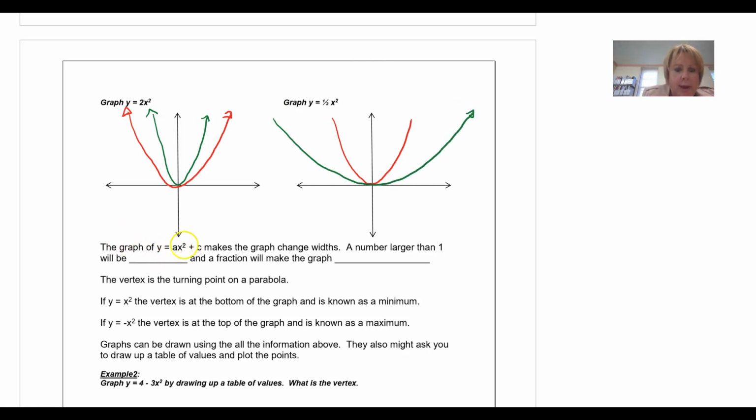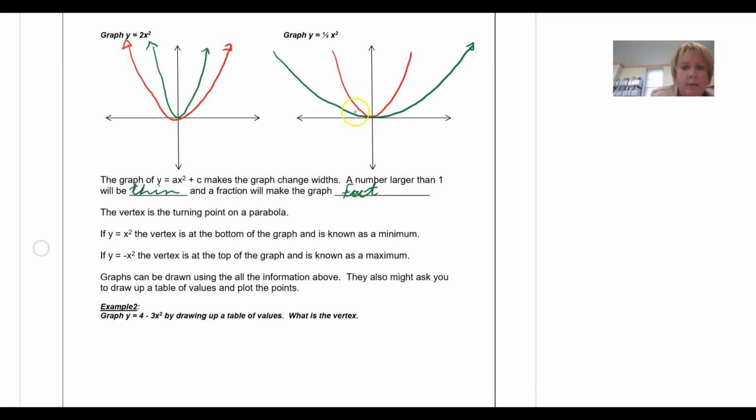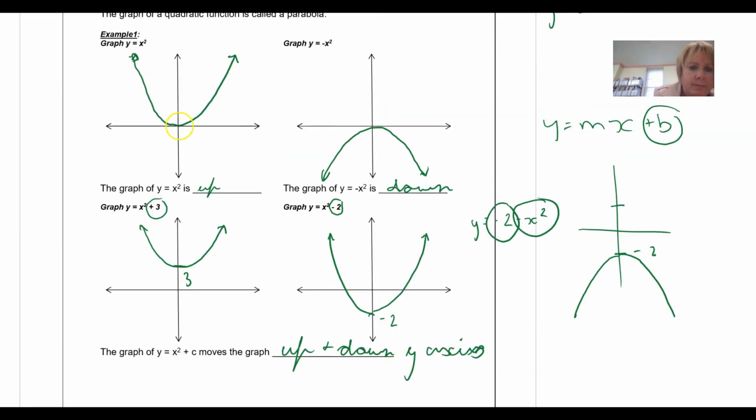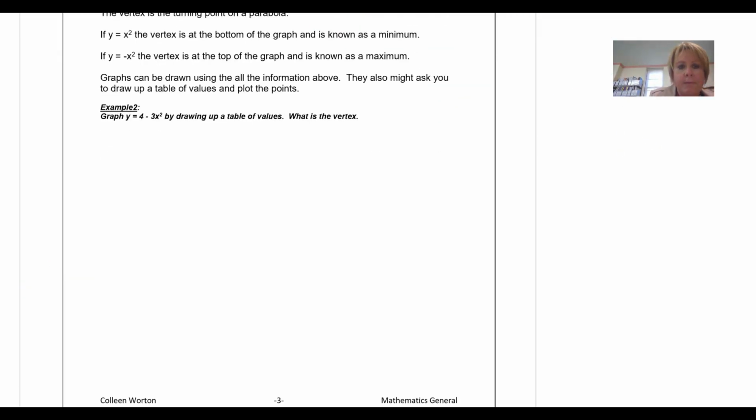So it says the graph of ax squared plus c makes the graph change width. A number larger than 1 will be thin, and a fraction will be wide. Let's call it fat. Okay, the vertex is the turning point, and if I go back up here, this is the minimum, and this is the maximum, because it's the highest it goes and it's the lowest it goes. So we need to know those two terms as well.